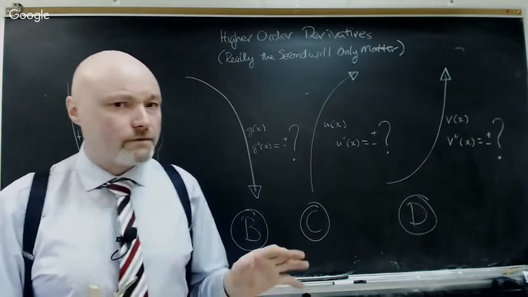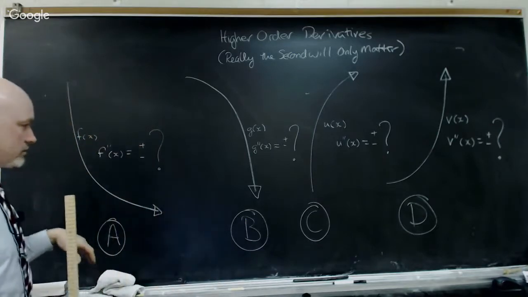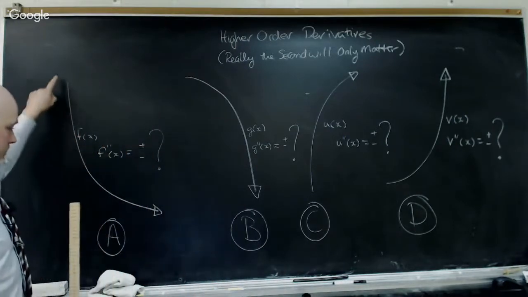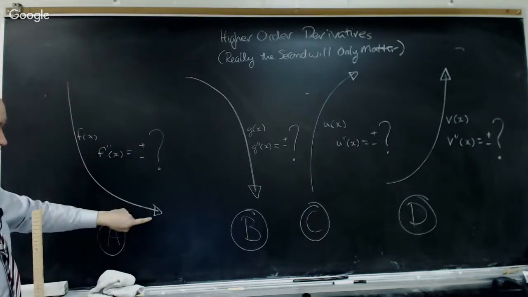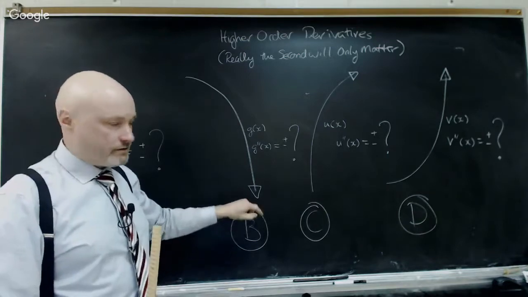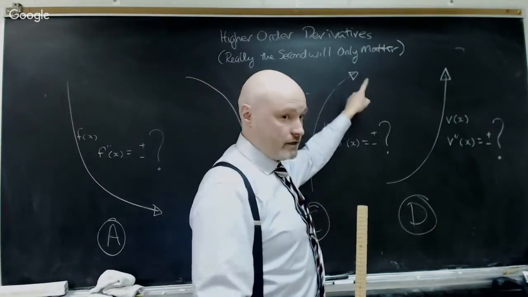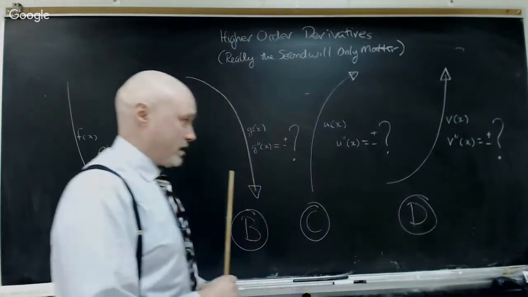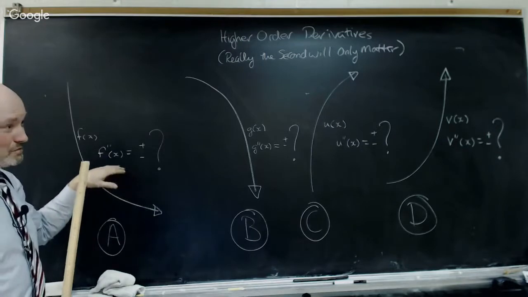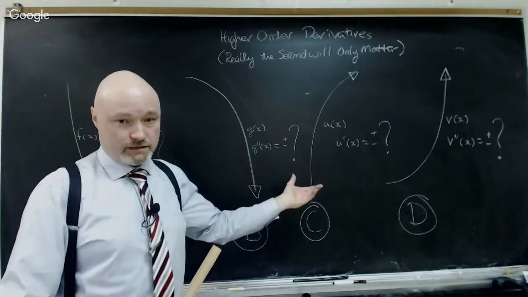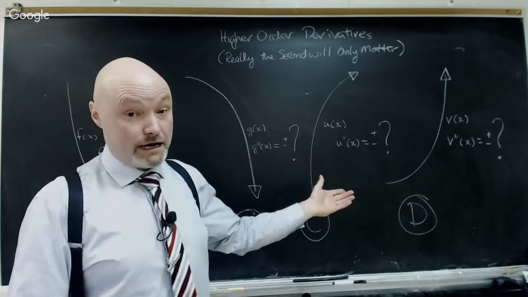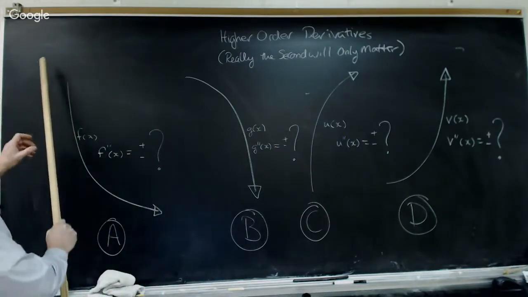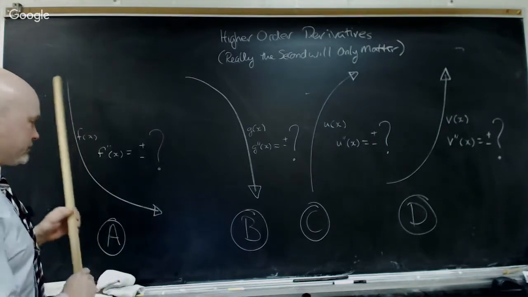So not that it matters too much, but I have sort of 4 possible scenarios of functions here. And so you see that this function is decreasing, this function is decreasing, this function is increasing, and this function is increasing. Okay, but where we're going is trying to figure out if the second derivative is positive or negative. All right, so what is happening to slope? Because the second derivative is the rate of change of the rate of change.